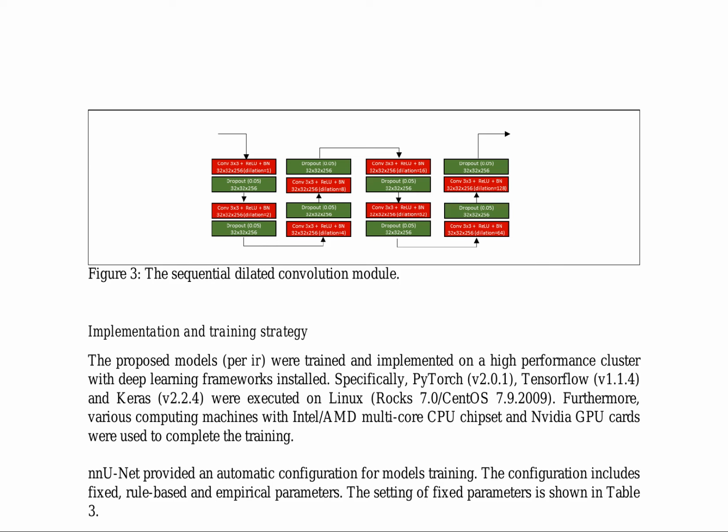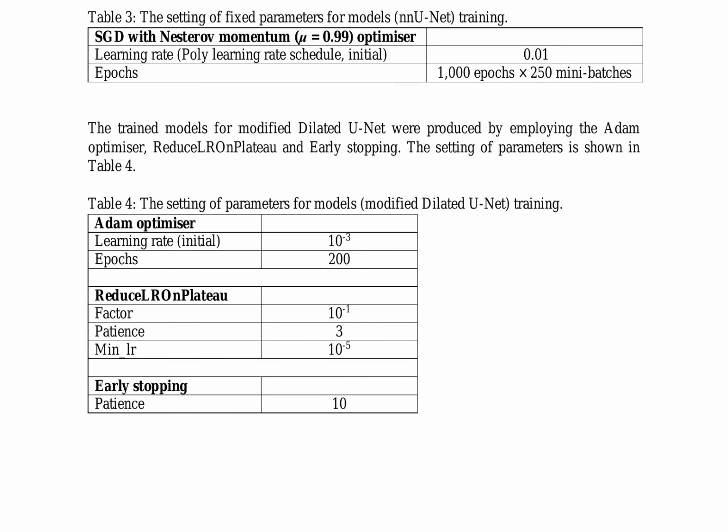Fixed parameters included the stochastic gradient descent optimizer with Nesterov momentum, mu equals 0.99, a poly learning rate schedule with an initial learning rate of 0.01, and a training protocol consisting of 1000 epochs with 250 mini-batches. Parameters for this configuration are specified in Table 3.